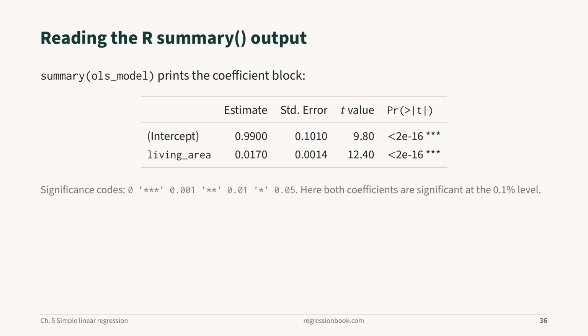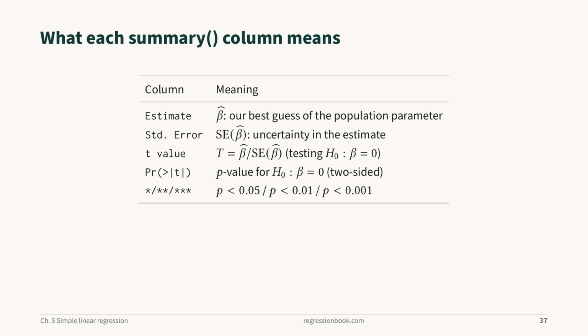This is exactly how R prints it. The coefficient block with estimates, standard errors, t-values and p-values, decorated with significant stars. Both coefficients here earn 3 stars, significance at the 1 in 1,000 level. Learn to read this block fluently. Every empirical paper you encounter is built from tables like it. One page to decode the columns once and for all.